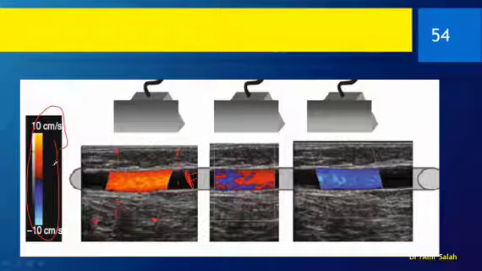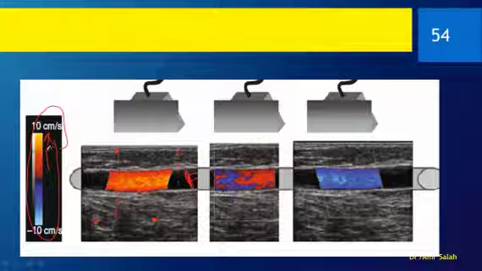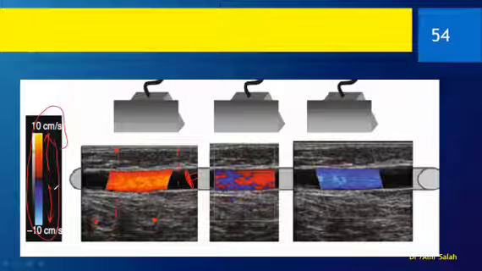Now, if it is towards the probe, it will be above the baseline, regardless of the color, because sometimes it might not be red. It's not always red. So it's important that you know that above the baseline is towards your probe, and away from the probe is below the baseline. Here the color is red, so it is towards your probe. So the direction of the blood is as such.